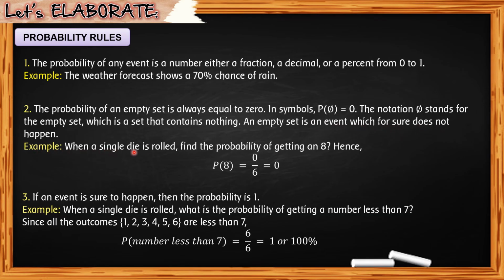For example, when a single die is rolled, find the probability of getting an 8. Hence, the probability of 8 is equal to 0 over 6, or 0. For number 3, if an event is sure to happen, then the probability is 1. For example, when a single die is rolled, what is the probability of getting a number less than 7? Since all the outcomes 1, 2, 3, 4, 5, 6 are less than 7, the probability of a number less than 7 is 6 over 6, or 6 out of 6, or 1, or can be written as 100%.